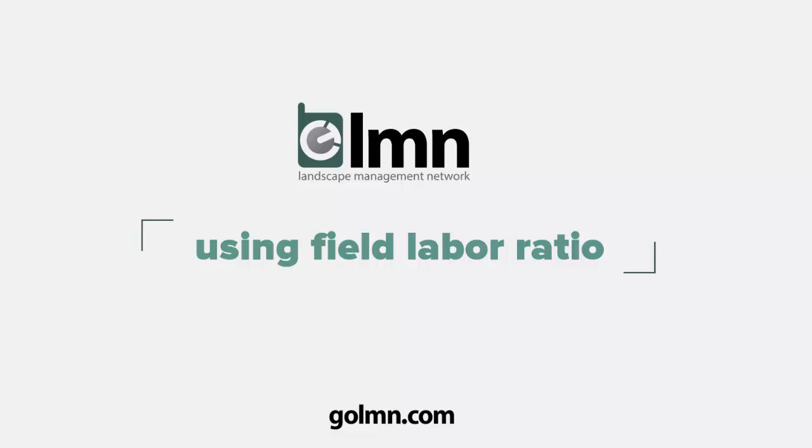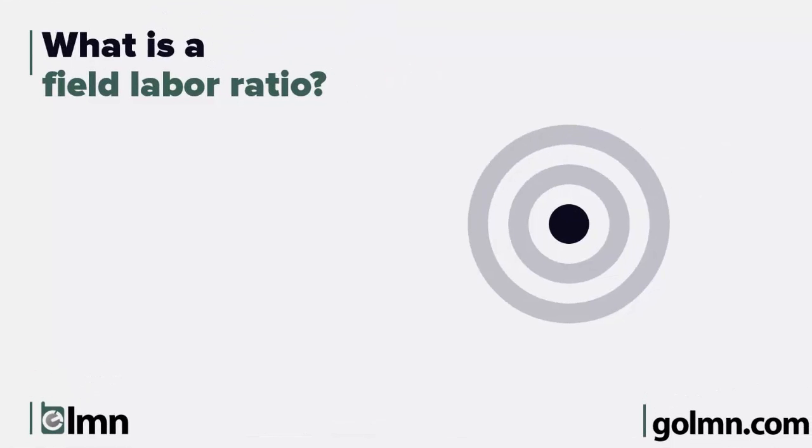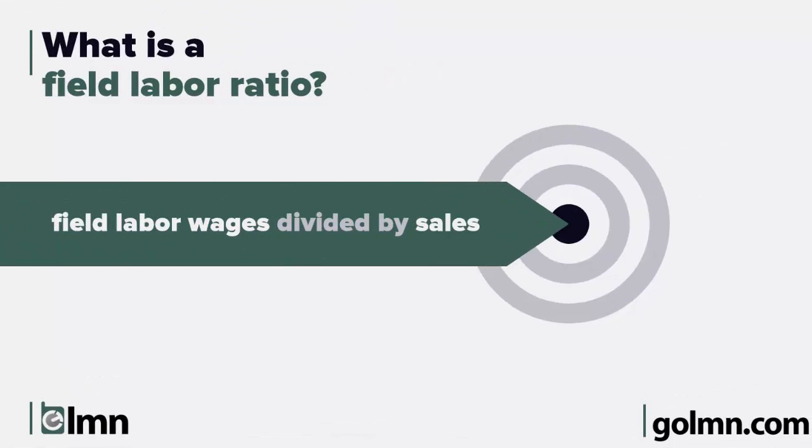Just to refresh your memory, the field labor ratio is your field labor wages divided by your sales. So more or less, you take the wages that you pay your field staff, the people whose time you estimate, and divide that by your total sales to get what percent of your sales is then spent on the wages for the staff who do the work.